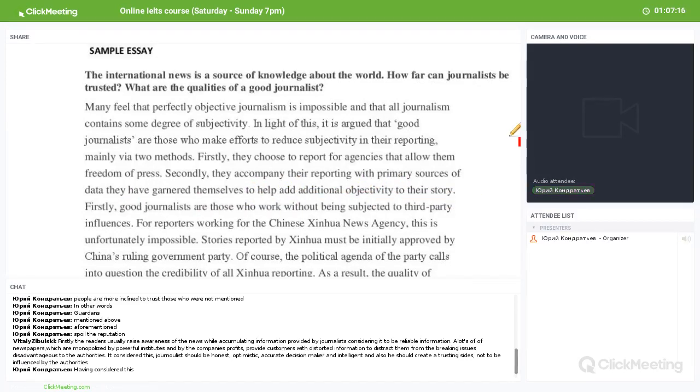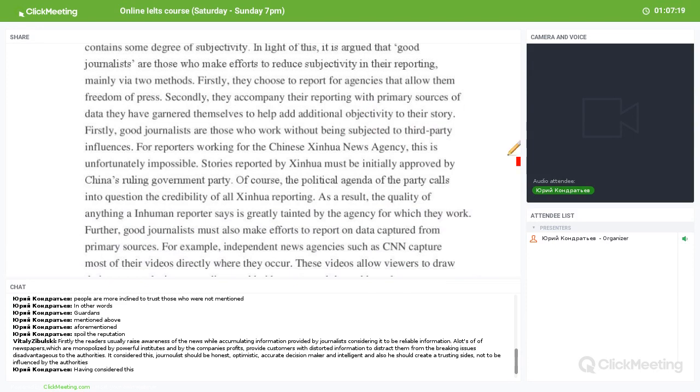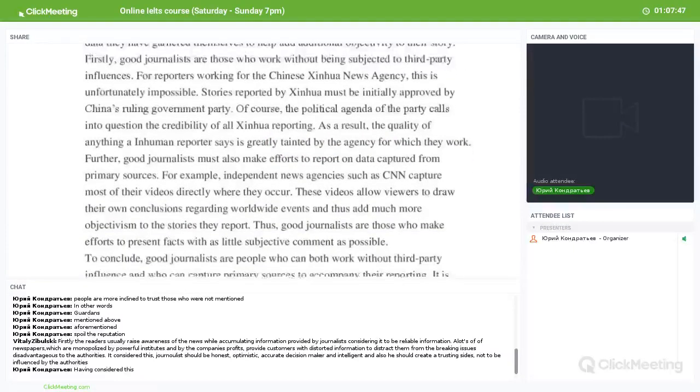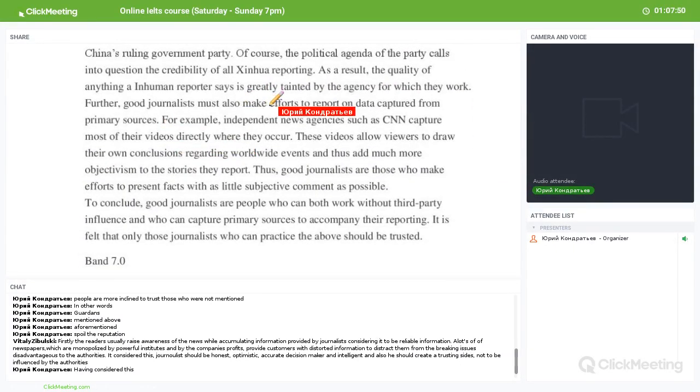And then the main paragraph. Firstly, good journalists are those who work without being subjected to third-party influences. For reporters working for the Chinese Xinhua news agency, this is unfortunately impossible. Stories reported by Xinhua must be initially approved by China's ruling government party. Of course, the political agenda of the party calls into question the credibility of all Xinhua reporting. As a result, the quality of anything a Xinhua reporter says is greatly tainted by the agency for which they work.